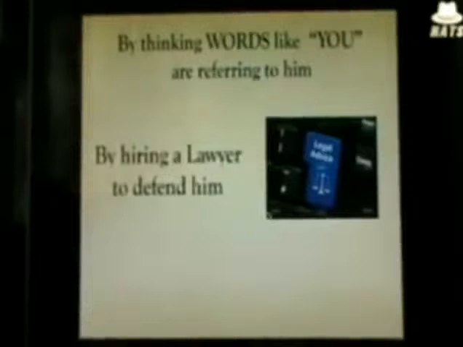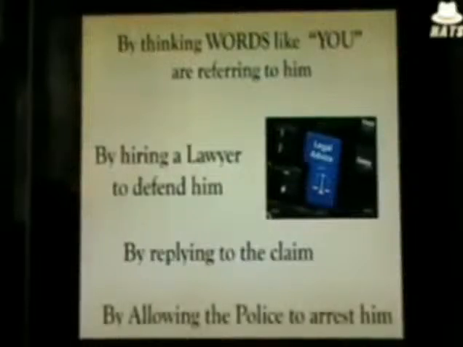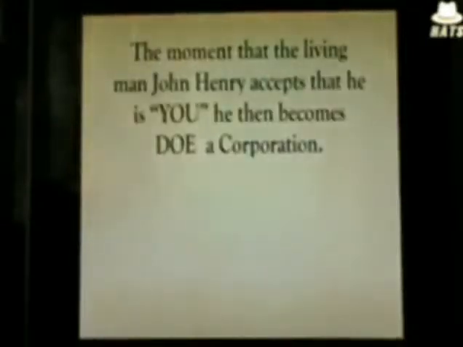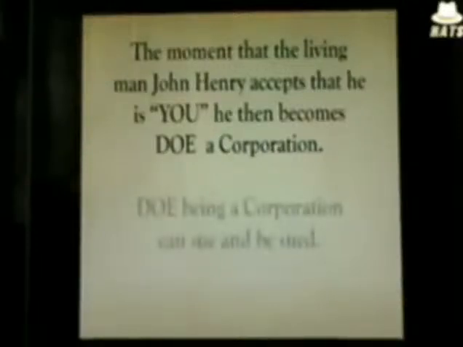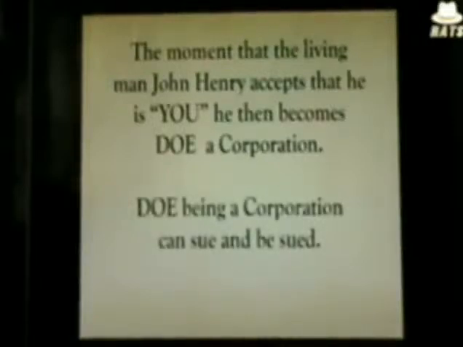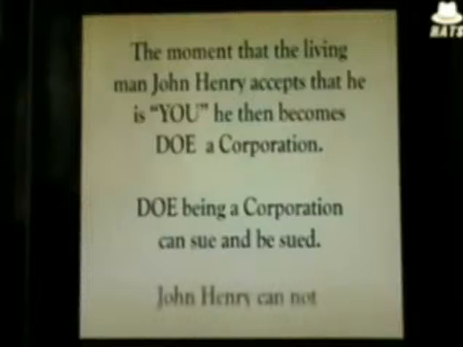By hiring a lawyer to defend him. By replying to the claim and not rebutting it or arguing with it. By allowing the police to arrest him. The moment that the living man, John Henry, accepts that he is you, he then becomes Doe, a corporation. Doe, being a corporation, can sue and be sued, and this is how they trick us all the time. John Henry cannot.